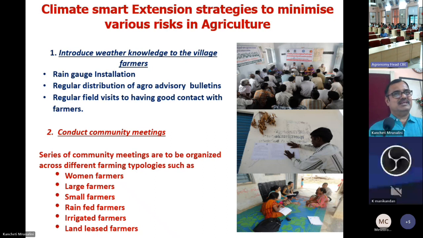And our forecast, they have to compare, to see to what extent the forecast is accurate, whether it is 70% or 80%, or whether there are more deviations. And we have to interact with the farmers and explain the situations like that. And conduct community meetings because the requirements vary. That is a training need sometimes. In extension, KVKs, we can call them need-based trainings. What is the need-based?